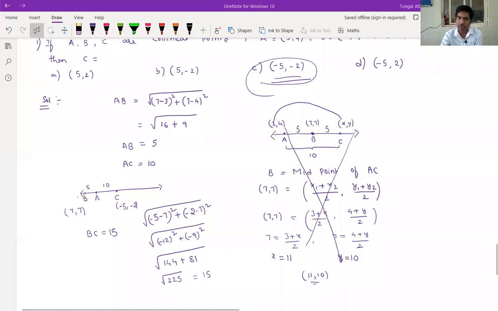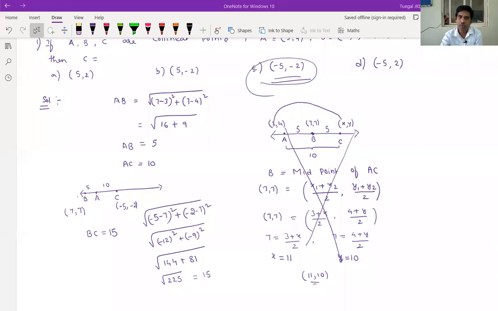Now I took an alternate position. Here I took B, A, C. Now AB distance is 5, AC distance is 10. So total distance BC is 15. Now B point is 7 comma 7. C point is in the 4 options. Take in the place of C the points one by one, and verify where you get distance 15. That is the right option. Like this we can do. So the option is the third one.